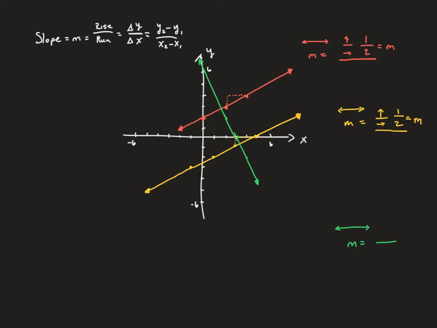And then if I look at the green line, it is going down 2 over 1. So its rise over run is going downward, which is a negative 2 over a positive 1. So the slope is negative 2 over 1. And if I look, this is a negative reciprocal to this.